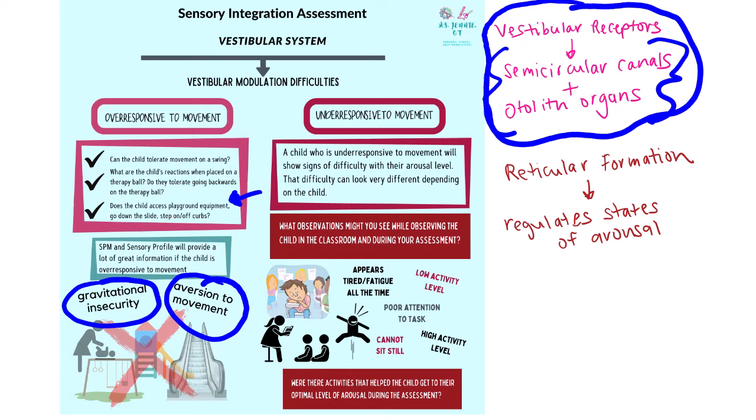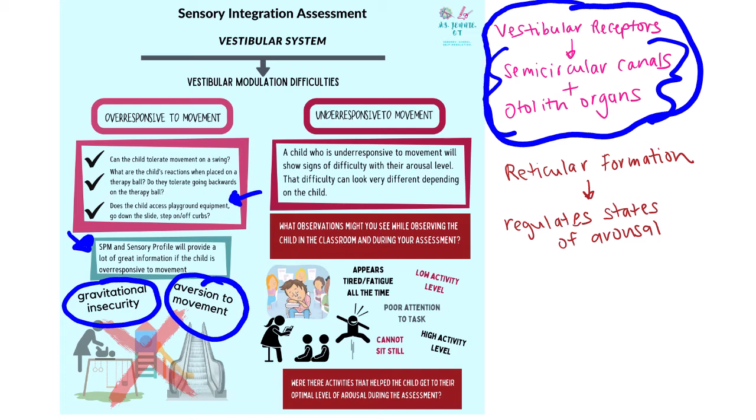The last thing I wanted to mention is that it is very, very important to gather information from either the Sensory Processing Measure or the Sensory Profile, especially in regards to this area, because it will provide a lot of great information, especially the Home SPM and Sensory Profile, about whether the child is over responsive to movement.